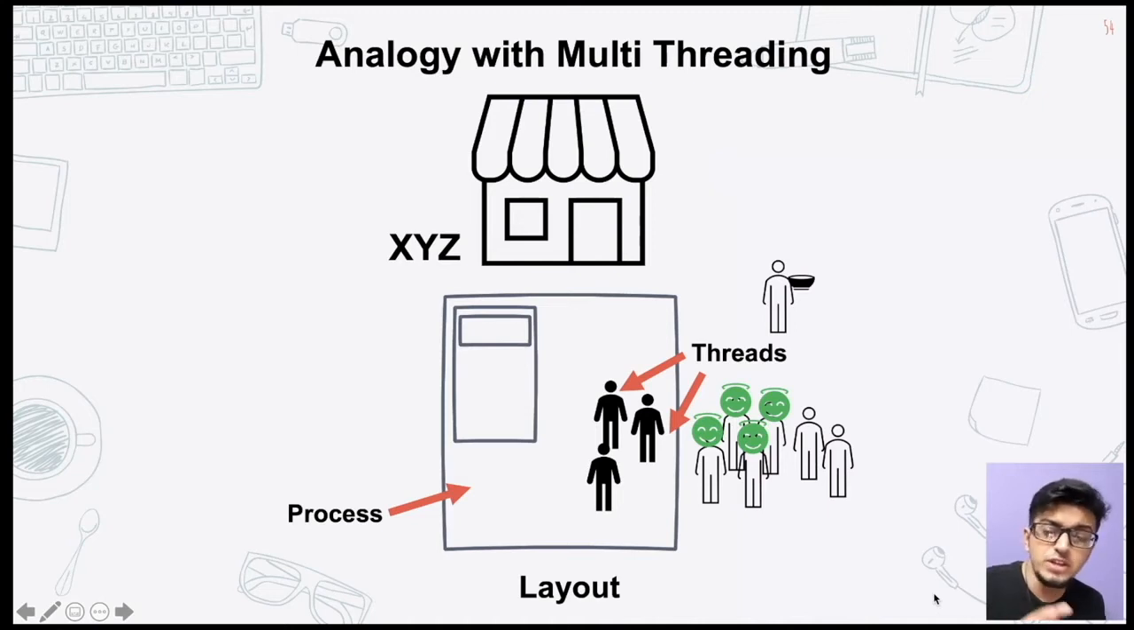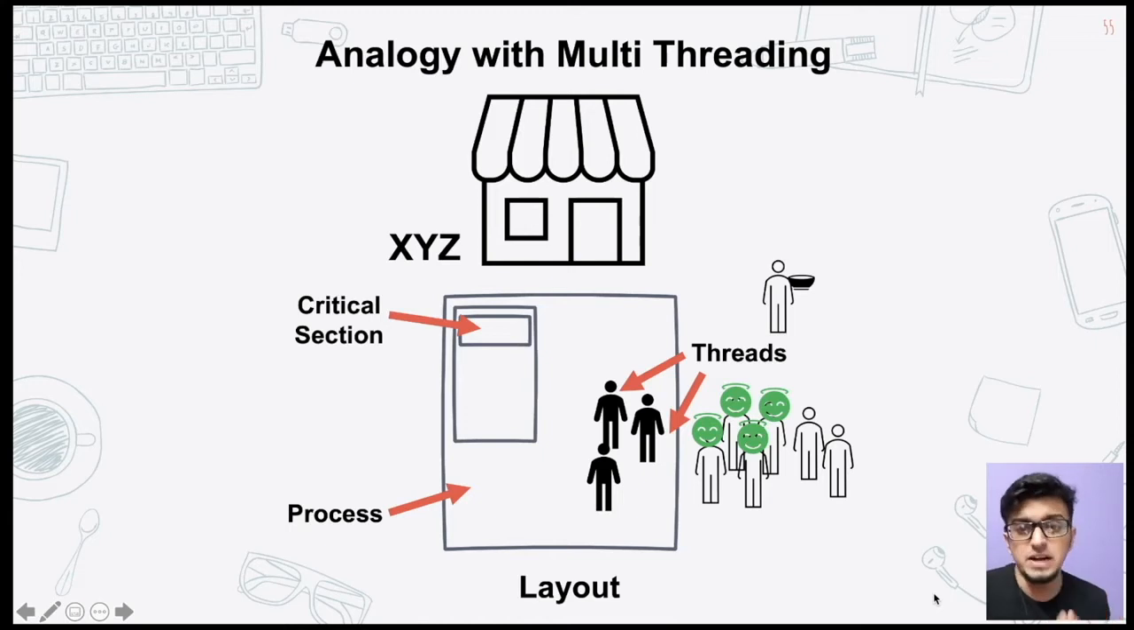And if you have remembered, within your kitchen, meaning within the process, there is only one oven, and this oven is nothing but the critical section of your code, which can only be used by a single thread at a particular instance of time. So this is basically the core concept of multi-threading, and with the help of these 3 concepts, we will implement all the programs on multi-threading.